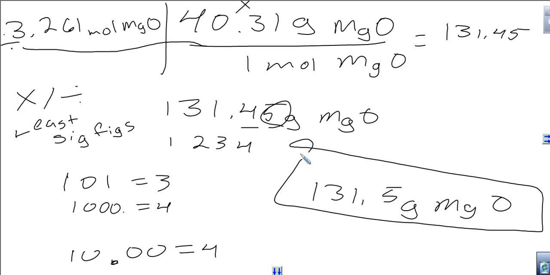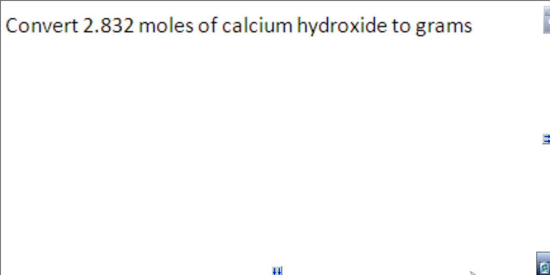All right? So moving on to the next problem. The next problem: convert 2.832 moles of calcium hydroxide to grams. So again, first part, up here, find the formula. Second part is to get the molar mass. Third part, plug it in.